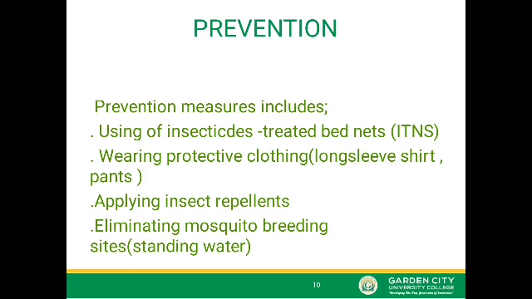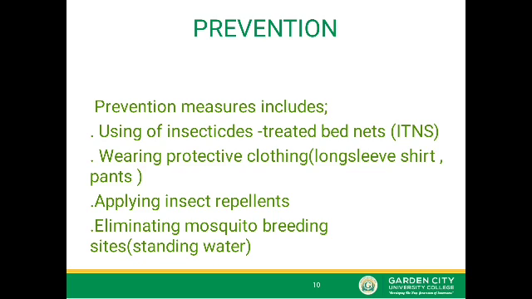Also, wearing protective clothing. When people prefer coming outside, especially vendors who work in the night, sit in the night throughout, and also individuals who stay long at night outside, we should all protect ourselves.